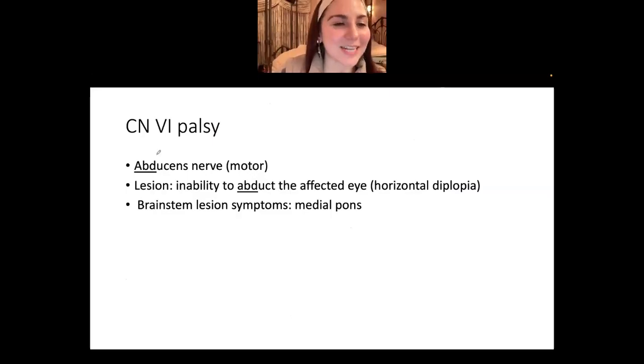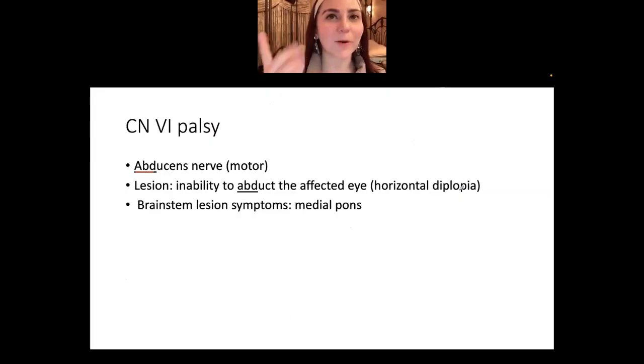Okay, so cranial nerve 6 palsy. This is the abducens nerve, and it does abduction. So it is a motor nerve, and it does abduction. So you can't abduct the affected eye. And again, you're also going to get horizontal diplopia, just like cranial nerve 3 palsy, but in a different way.